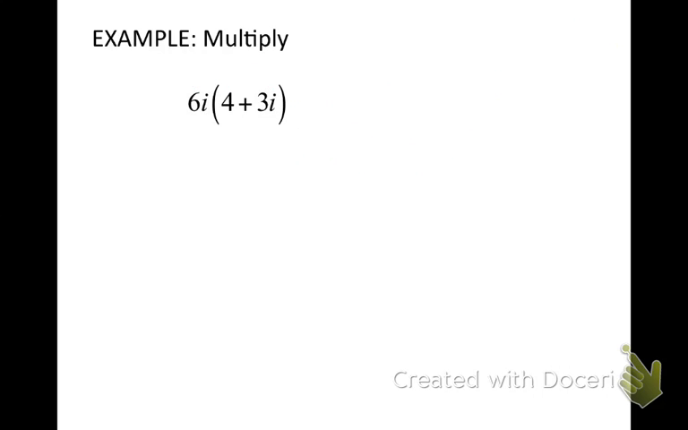All right, let's do a FOIL. So 3 plus 2i times 3 plus 4i.